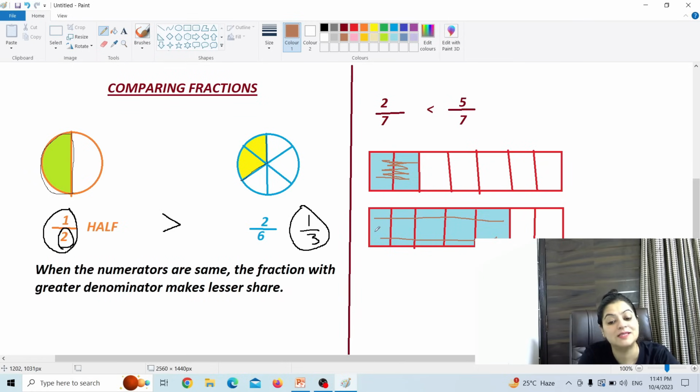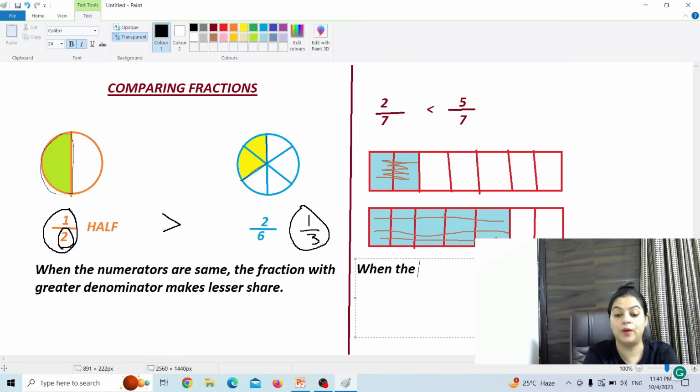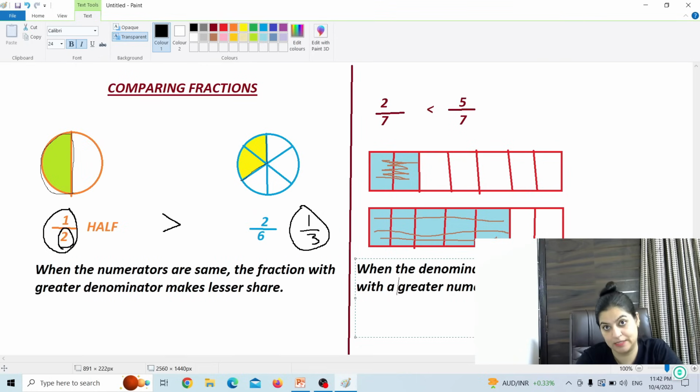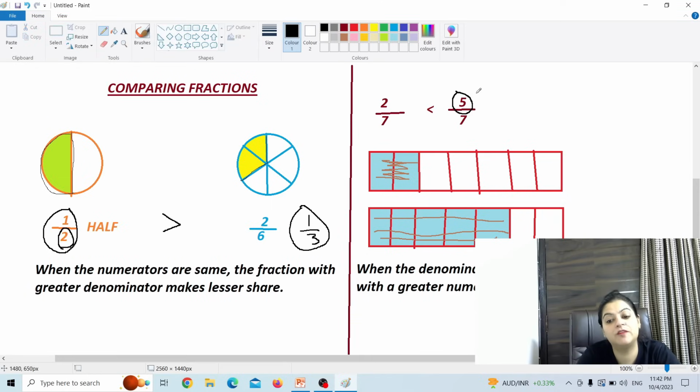So 5 parts are greater than 2 parts. That means, children, what is the rule? When the denominators are same, the fraction with greater numerator is bigger. When the denominators are the same, जो fraction का numerator बड़ा होगा, 5 is greater, that will make a greater fraction, right? I hope the things are clear to you, children.